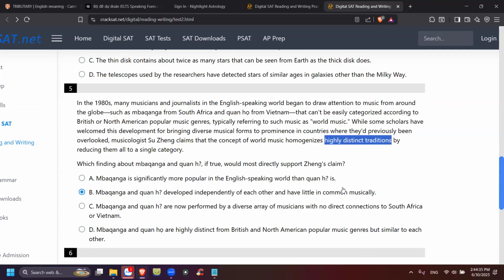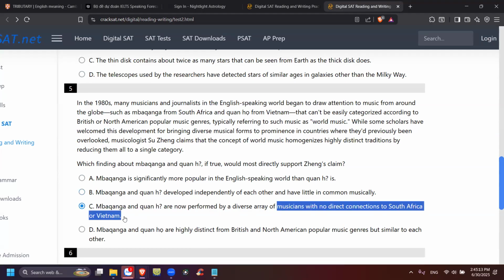Yeah, I only see that part. It's most directly support. I got it. Why not C? Because here they are performed by musicians with no direct connection to South Africa or Vietnam. These are the connections of the musicians themselves, not of the music, right? So maybe the musicians are not Vietnamese. Maybe the musicians are not South African either. Not the music itself, but the musicians, right?